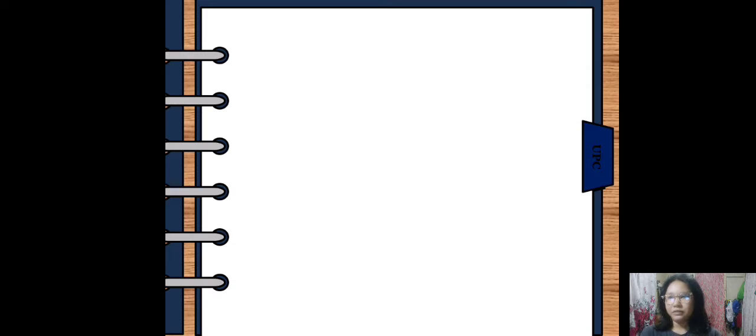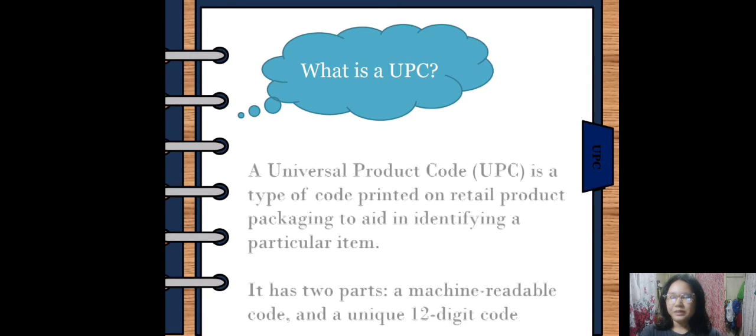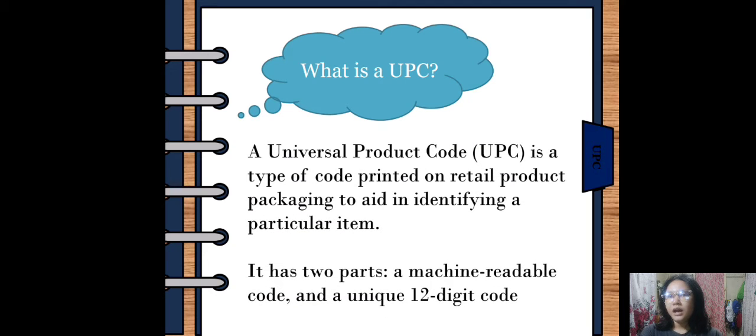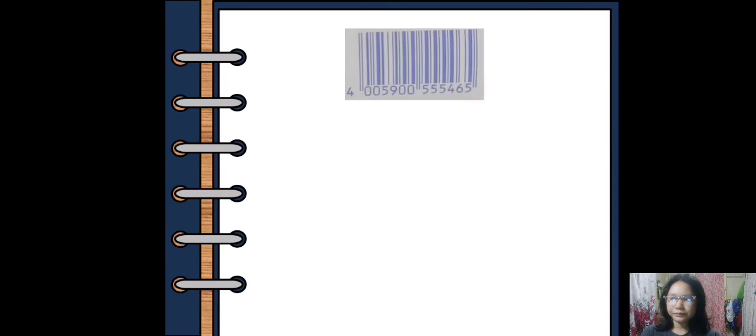So now we will proceed to UPC. What is a UPC? A Universal Product Code, or UPC, is a type of code printed on retail product packaging to aid in identifying a particular item. It has two parts, a machine-readable code and a unique 12-digit code.